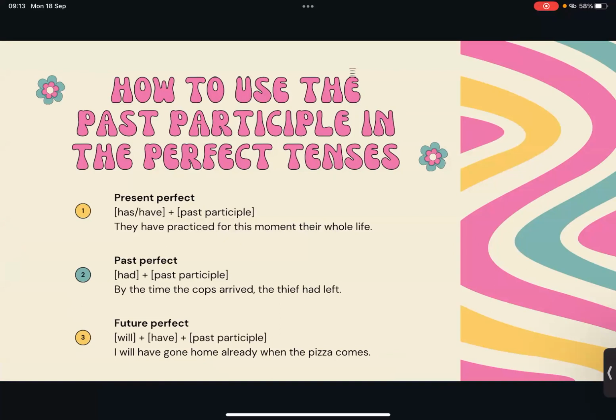For example, they have practiced for this moment their whole life. Second, past perfect: had plus past participle, like by the time the cop arrived, the thief had left. And the future perfect: will have plus past participle, such as I will have gone home already when the pizza comes.